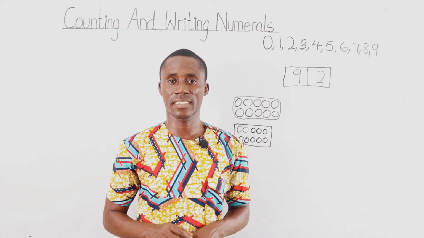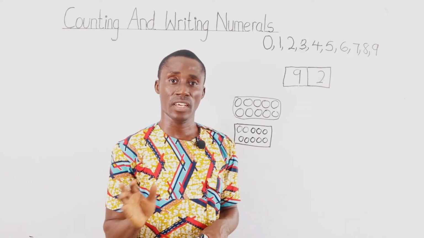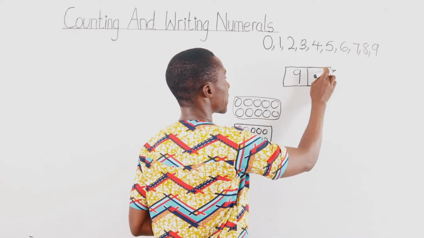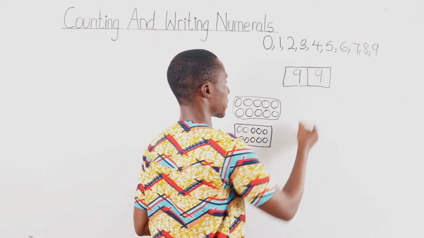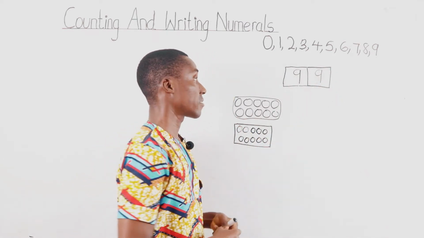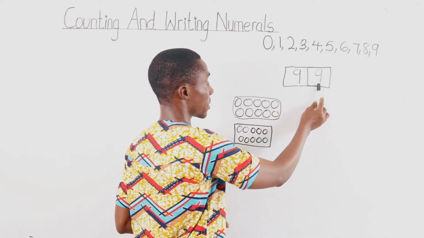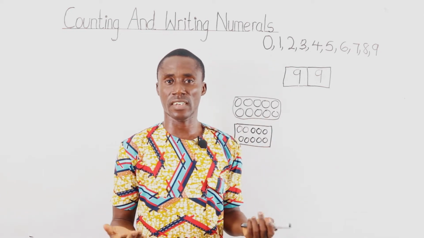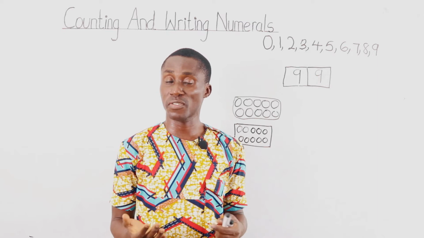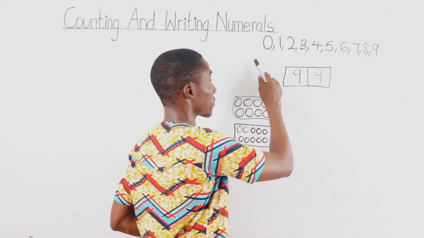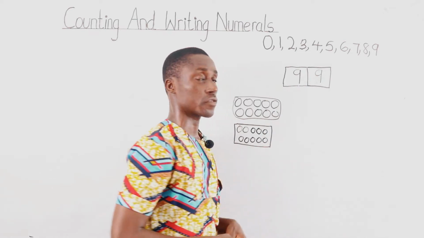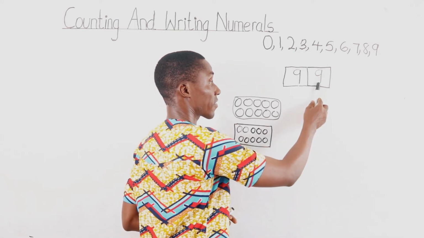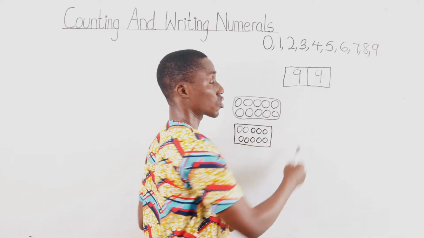Let's imagine again that we've kept adding one more orange after one more orange until we get 9 in the first number place. So we now have 9 tens and 9 ones, giving us the number 99. We have gotten to that point again where we have used all the digits that we have. And so when we add one more orange, that is going to increase the value here to 10.